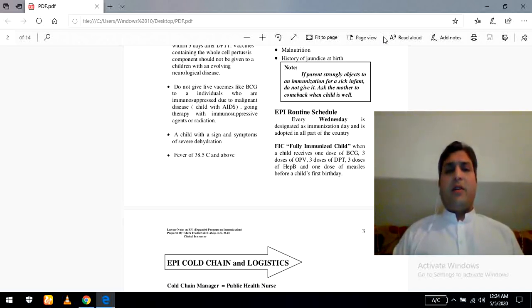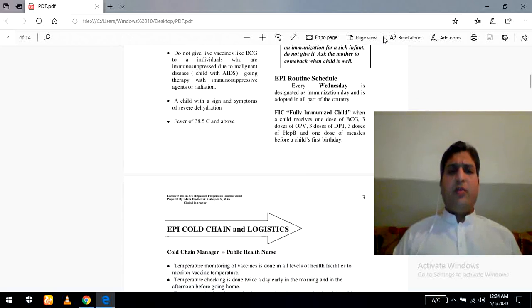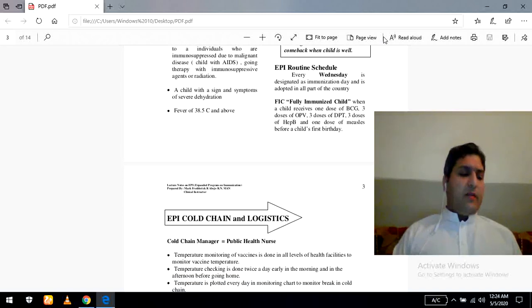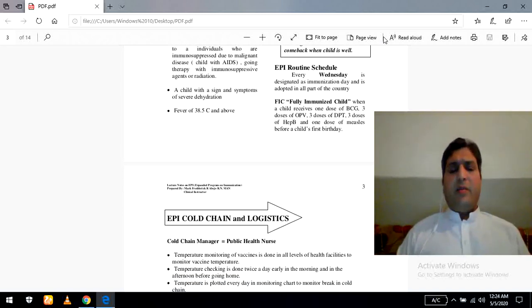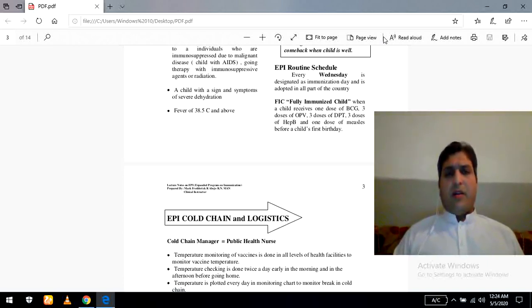In case of some children, if they are suffering from severe dehydration, in that condition the vaccination program, the respective vaccine, should be avoided or stopped on a temporary basis. The next one is very important. If someone is suffering from a problem and has an increased body temperature, 38 or elevated body temperature, in those circumstances we have to avoid the respective vaccine, and the schedule of the vaccine should be stopped.